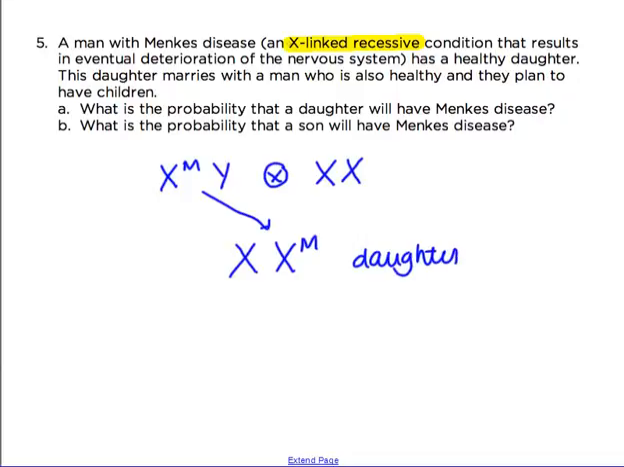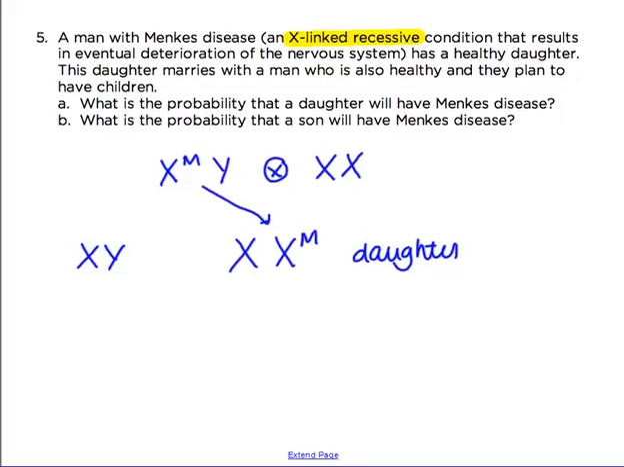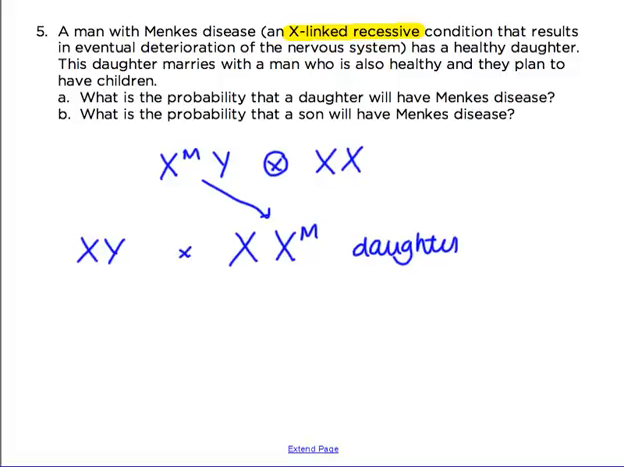And she marries a man who is also healthy. So now she's marrying a man who is X, normal X, Y. What is the probability that a daughter will have Menkes disease? So let's do the Punnett square for this cross. This one here.